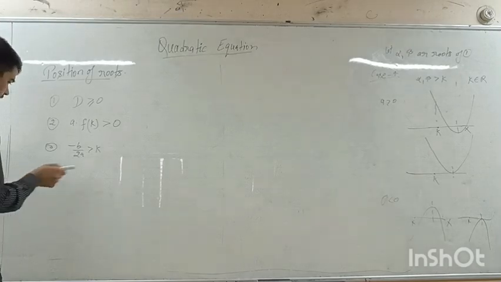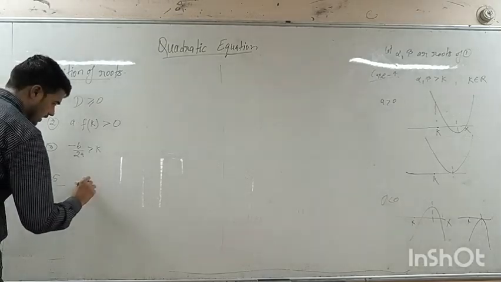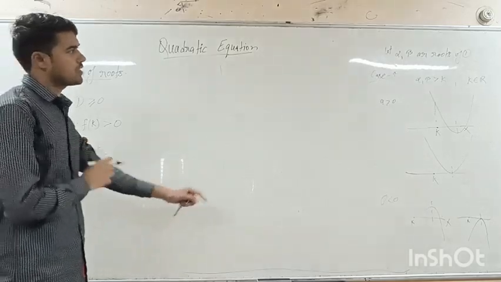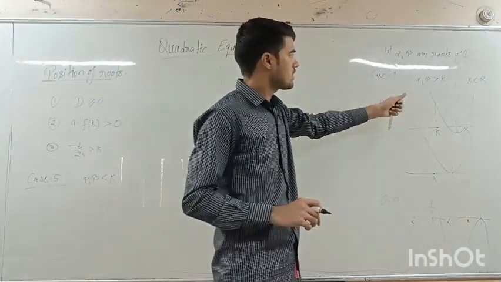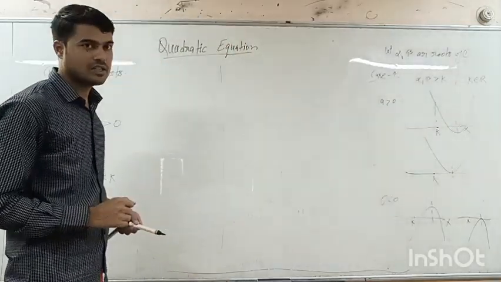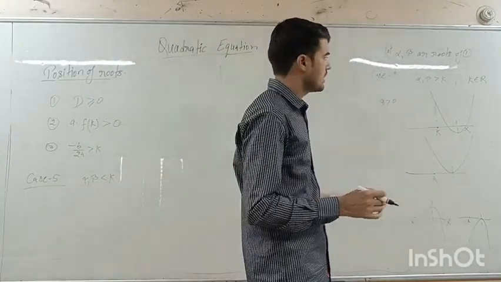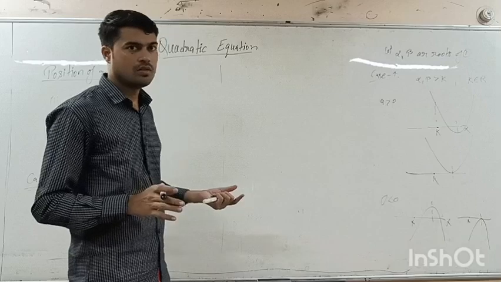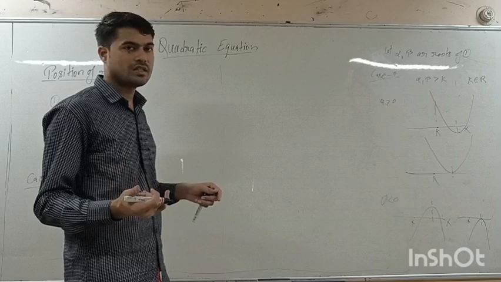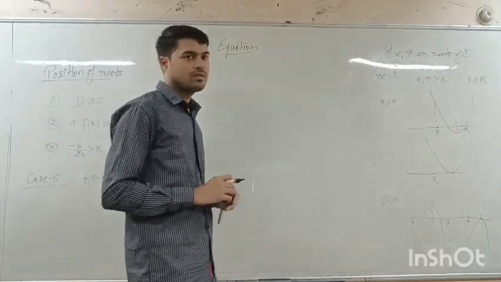Now case 5. If alpha and beta are less than k. You can observe some similarity here with the case that alpha and beta are greater than k and alpha and beta are greater than 0. If you understand the first three cases, that alpha and beta are greater than 0, alpha and beta are less than 0, and one root is less than 0 and the other greater than 0, you can easily understand the concept which comes further.